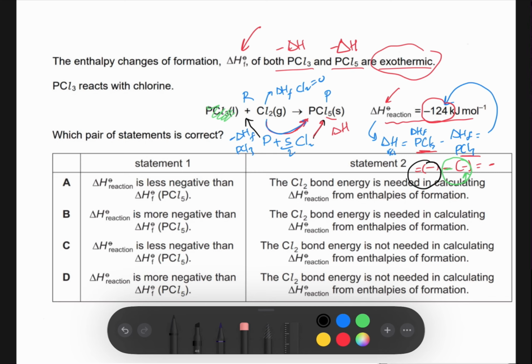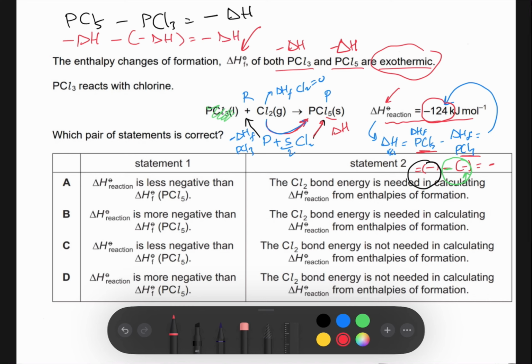I just want to clarify this point more. Since both are exothermic, this one here is a negative delta HF, and this one here is a negative delta HF, and the overall is negative. In order to keep this sign as negative, the value of delta H here should be more negative.